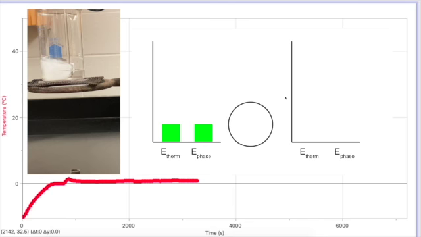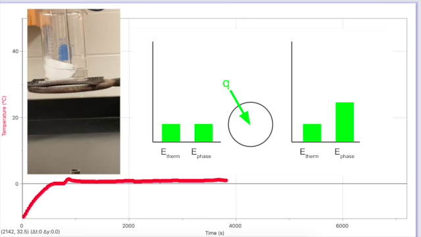So we start out storing some energy as E therm and some energy as E phase. And then as we add energy through heating, because of the outside air being warmer, we're not storing that energy as E therm, and that's why we see the temperature remaining flat. Instead, we're increasing the storage as E phase. So liquid stores more energy in E phase than solid does, and that's what the energy is being used to do right now.